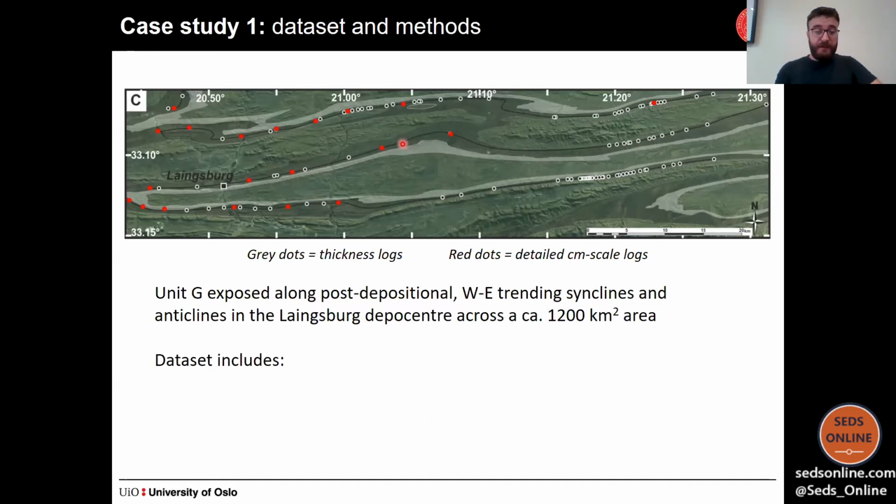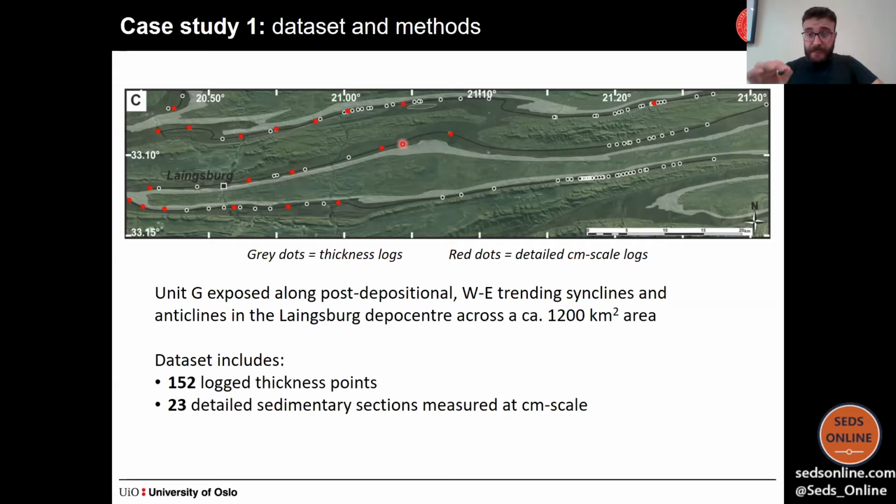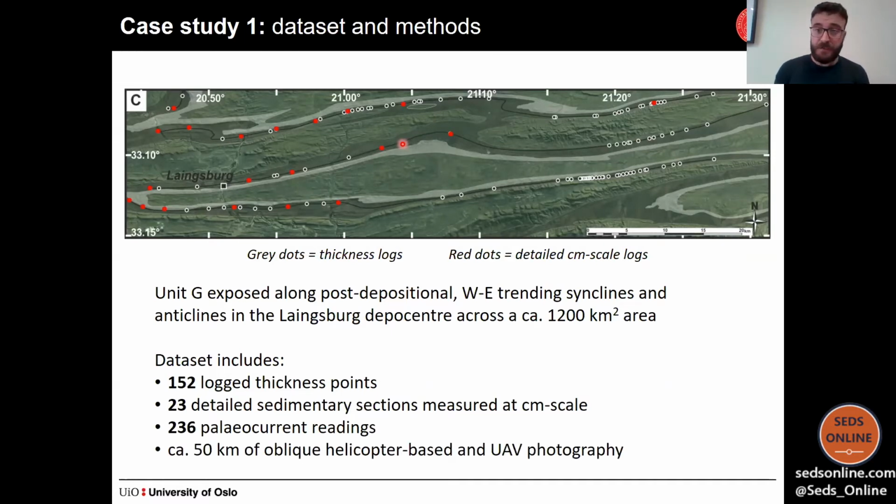So the data set includes 150 thickness points, which are the black dots, 23 detailed sedimentary sections, which are the red dots, and then this is complemented by a few paleocurrent readings and some drone topography.